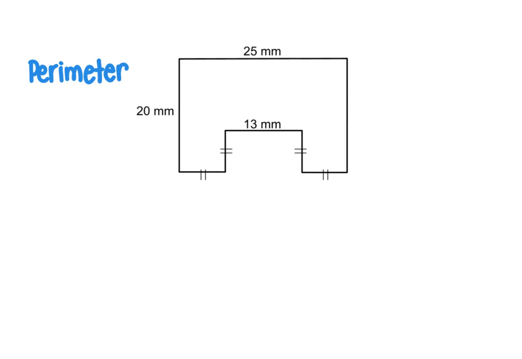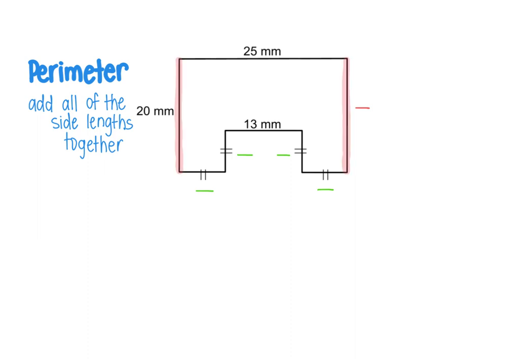Finding the perimeter of an irregular shape is only a matter of adding up all of the side lengths together. We'll need to look for sides that aren't labeled and figure out what their measurements might be using the measurements that are already provided. We know that the two equivalent sides of the irregular shape are going to be the same, so the red sides are both going to be 20 millimeters. We don't know the lengths of these green sides, but we can find them using the information that's given.